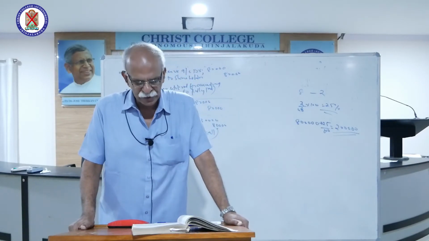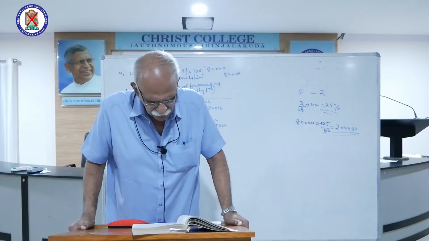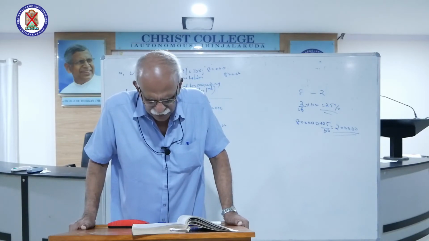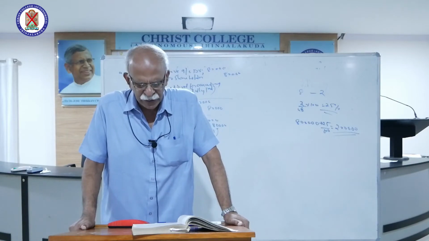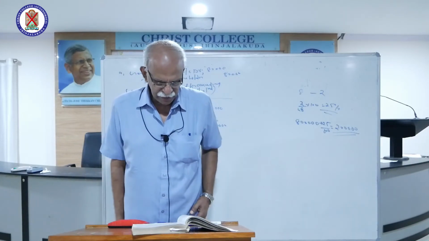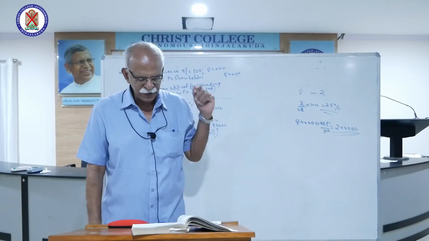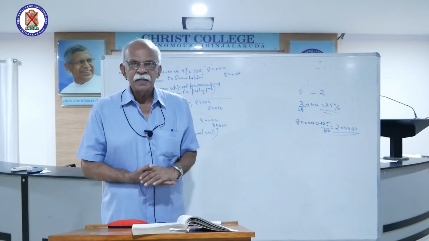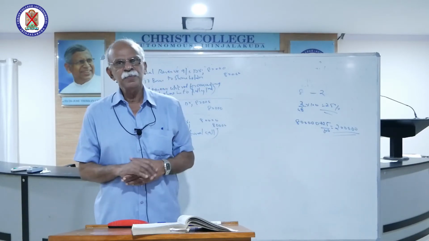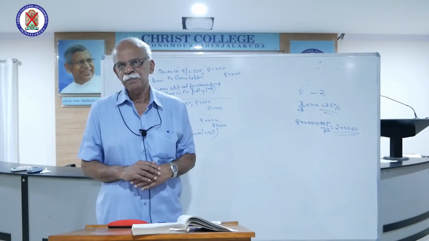Then the balance 20,000, you can utilize from where? The balance 20,000 you can utilize from general reserve. Please attend to that point. Total amount required for issuing bonus issue is 2 lakhs rupees.